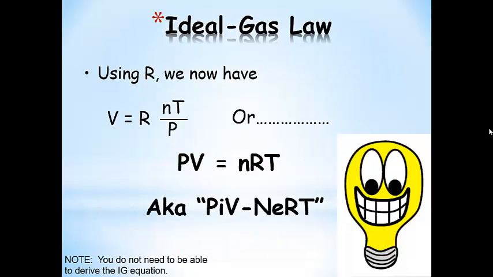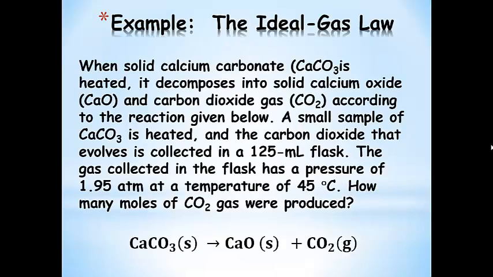Now that we have R, we have the volume is equal to R, our proportionality constant, times the moles of gas times temperature divided by the pressure. Now if we rearrange that a little bit, we get PV equals nRT. So this is the ideal gas law. I've heard some students call it PIV-NERT. Again, you don't need to be able to derive the ideal gas equation. We just went through it so you'd see where it comes from. So let's do an example problem using the ideal gas law.